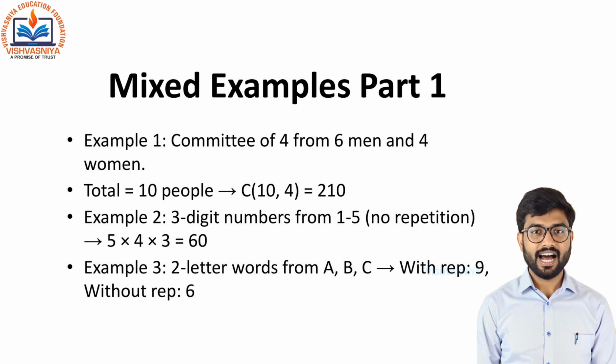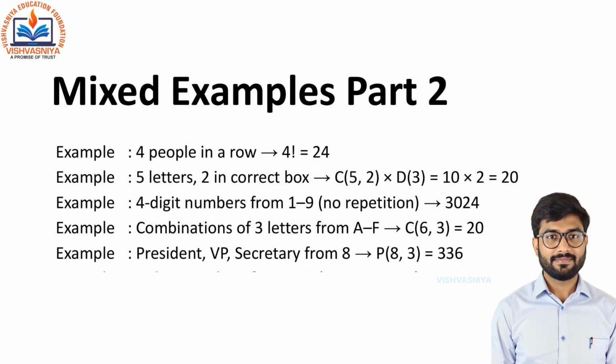Example 3. How many 2-letter words, not necessarily meaningful, can be formed from ABC? With repetition, 3 times 3 equals 9. Without repetition, 3 times 2 equals 6. Example 4. How many ways can 4 people be seated in a row? Answer: 4 factorial equals 24.